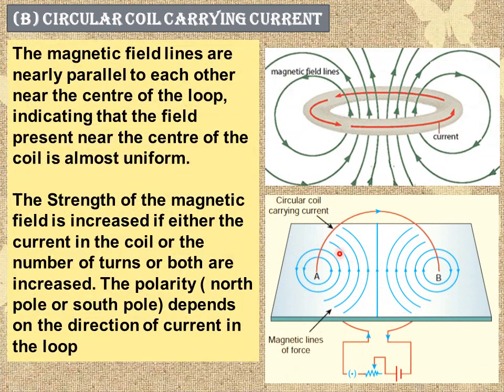The circular coil which carries the current here. You can see from A to B, and these are the magnetic lines as I showed in this video, which is connected with the key, rheostat and a battery, which is to give the electrical current here.